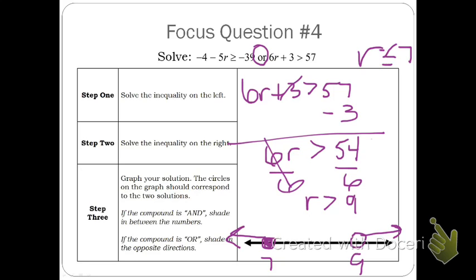That's your final focus question or example. Now it's your turn to do the group practice problems on the next page. When you're all done, you can check your work.